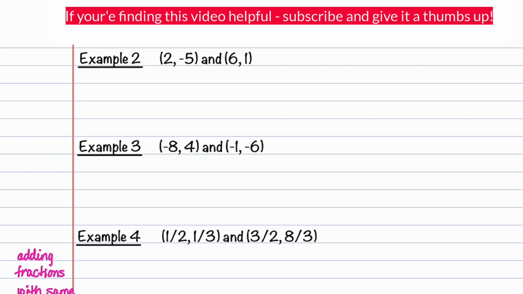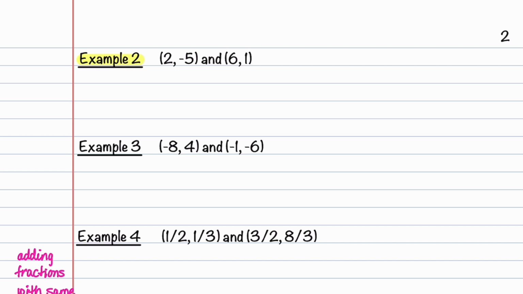Let's now use this formula on our second example. We're going to begin by labeling our first point x1, y1, and our second point x2, y2. Our midpoint between these 2 points is then our x values added together, so that's 2 plus 6 divided by 2, and then our y values added together, minus 5 plus 1 divided by 2.